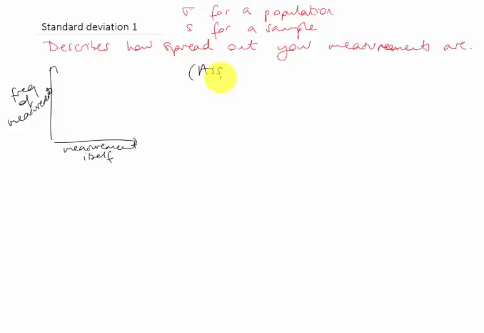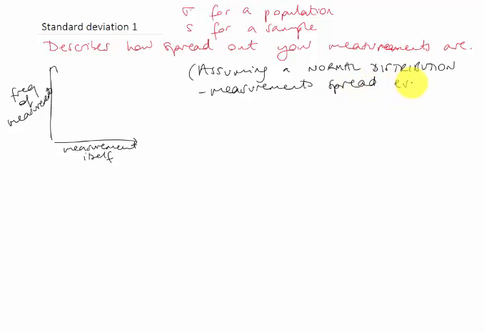I'd like to point out that this is assuming a normal distribution, which you'll hear about elsewhere, but it implies that measurements are spread evenly around the mean. So let's imagine an example which has two different populations, each with the same mean. The mean would be here, but we could have two very different populations with that same mean.